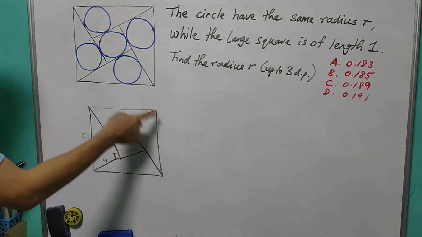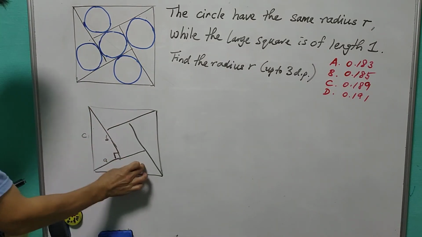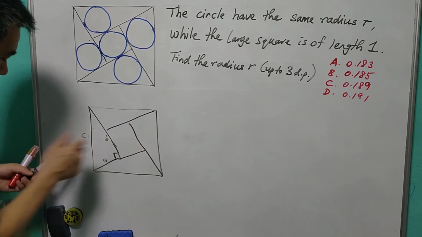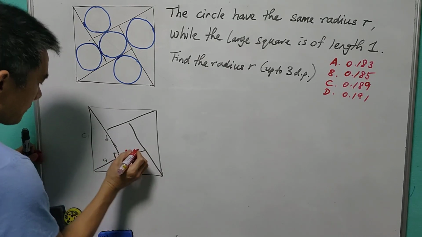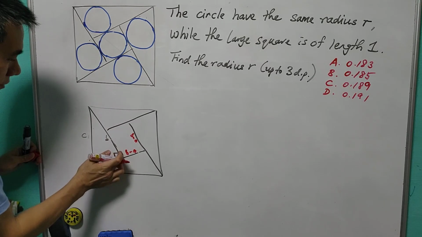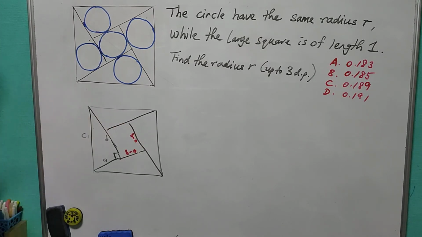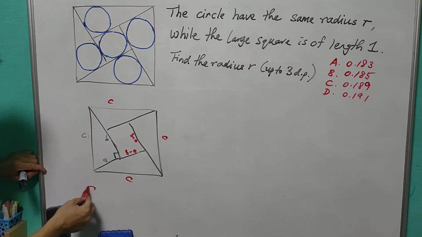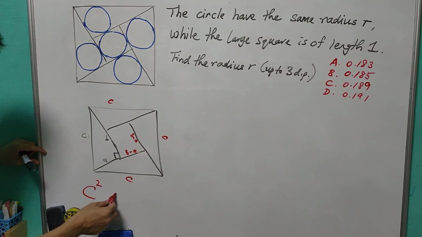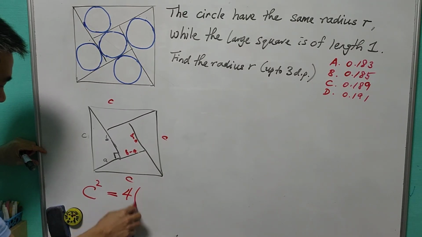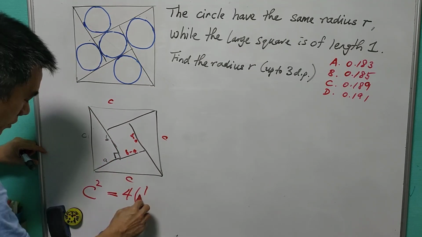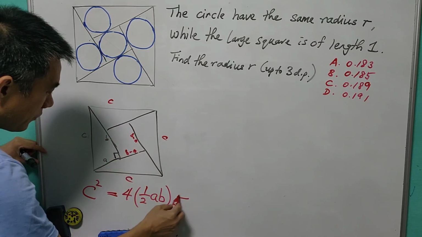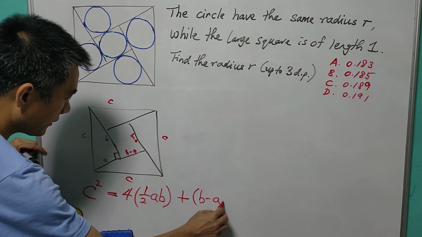So, for this square, we partition into 4 right angle triangles with the length A, B, and C. And so, this length here will be equal to B minus A. And since all of them are B minus A, and this is a right angle, so this is a square. So what we have here, the area of this big square is equal to C squared. And it is equal to 4 of the smaller triangle. Each of these is of the area half AB. And in the middle, we have a square of the length B minus A.